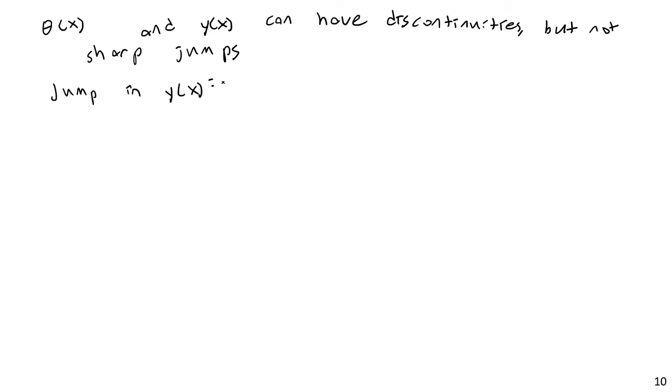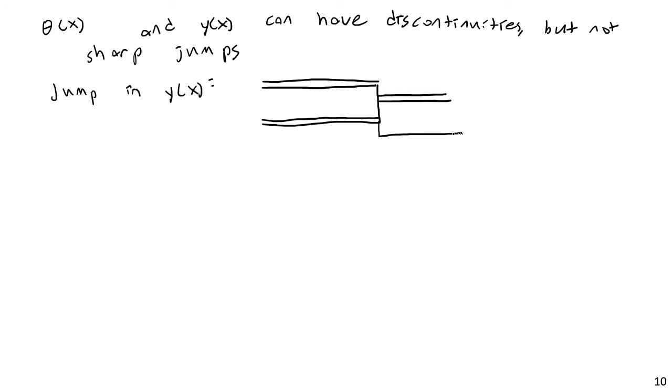Let's think about a physical beam. The only way that would work is if you literally had a sharp jump in the physical beam. So it would have to look something like this here, where the centroid just immediately jumped somehow. This is what a jump in the y function would look like. And that doesn't happen. The moment function can jump, but that's not going to result in a sharp jump in the actual geometry of the beam.